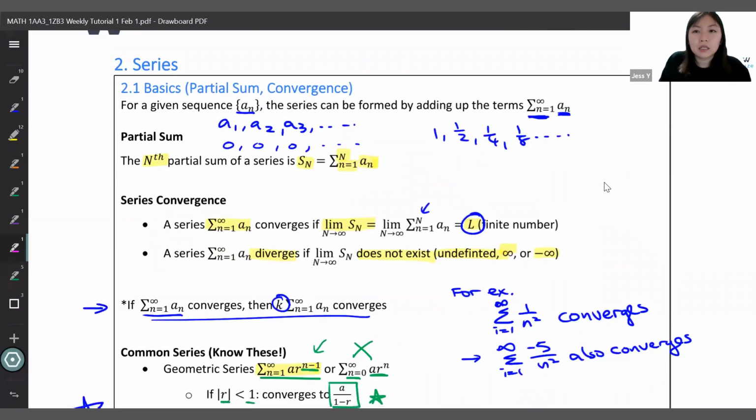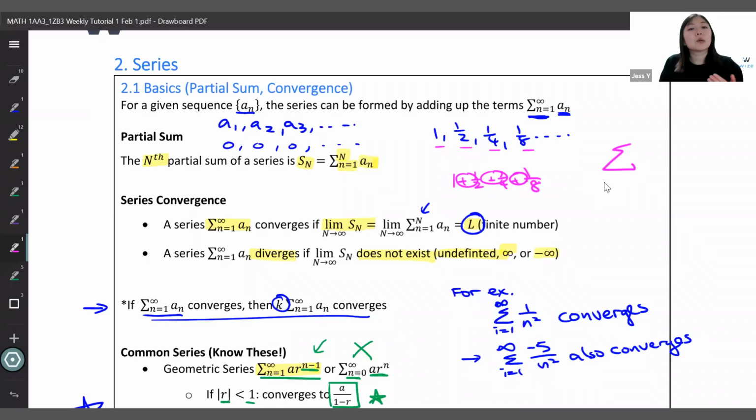When it comes to a series, now you have your summation thing, meaning I'm not just looking at a number, a number, a number. I'm looking at a bunch of numbers being added together. So instead of looking at, for example, 1, 1 half, 1 quarter, 1 eighth, and so on, I'm looking at 1 plus a half plus a quarter plus an eighth. So a series has these additions, the sum, okay?